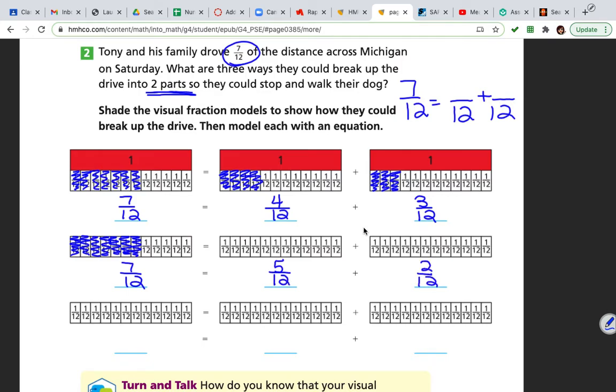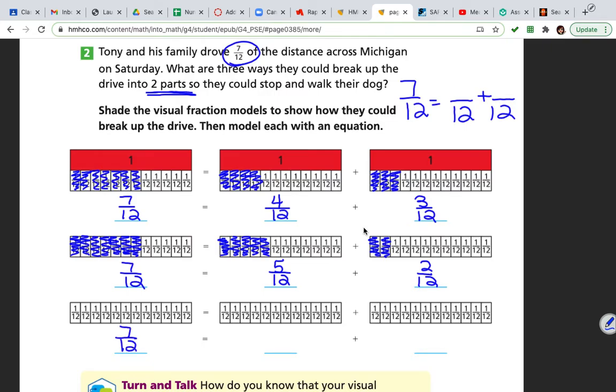So we'll get over halfway there, and then we'll take a break with the dog, and then we only have 2/12 left. So shade in 5 pieces and then 2. 1, 2, 3, 4, 5, and then 2 pieces here. 1, 2. All right, we've got to come up with one more way to do 7/12.